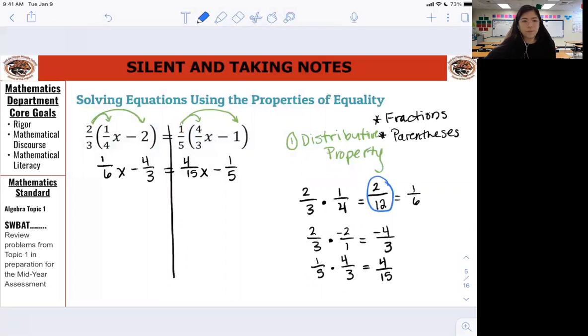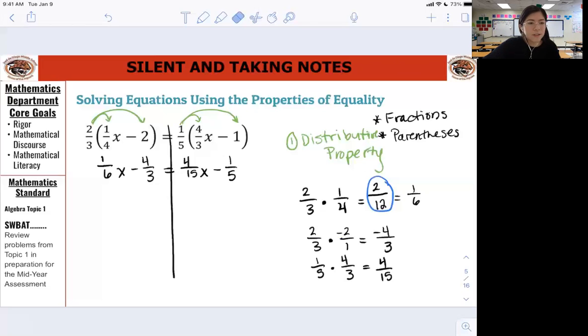How did I get -4 over 3? Okay, -4 over 3, we multiplied. So 2 times -2 was -4. And then 3 times 1 is 3. So that's how I got -4 over 3. And why did I do -2 over 1? Well, that's because in the original problem, I had 2/3 times -2. I had a whole number. But when you multiply a fraction times a whole number, it's easier to turn that whole number into a fraction so that you can multiply it straight across. So that's why we did that.